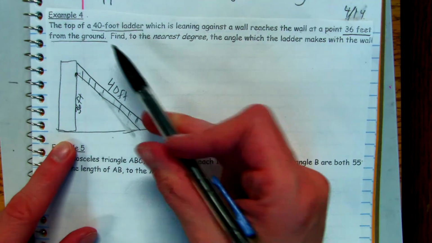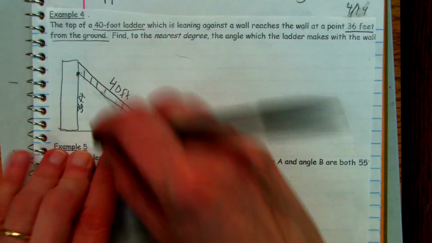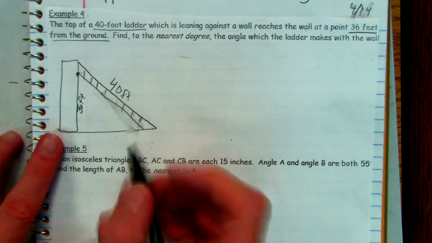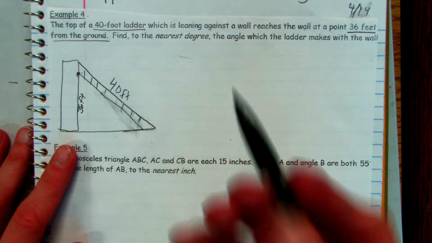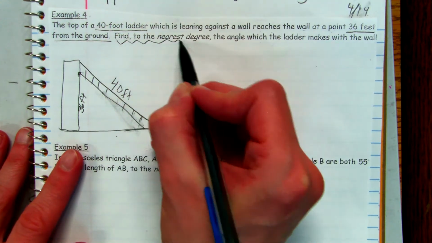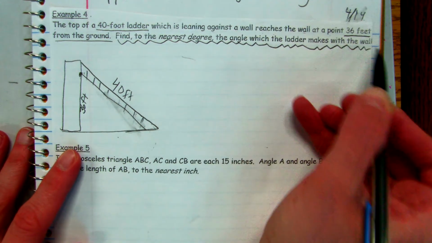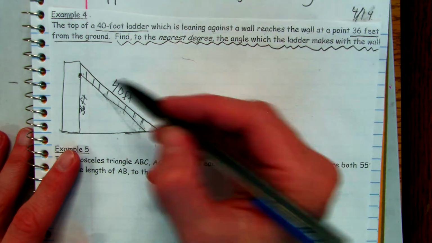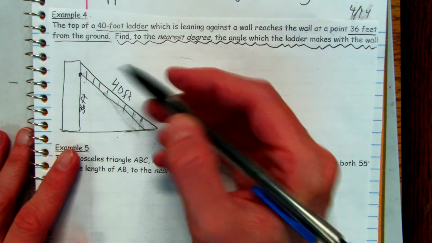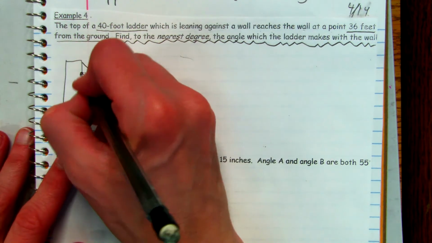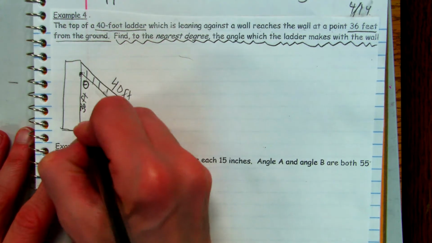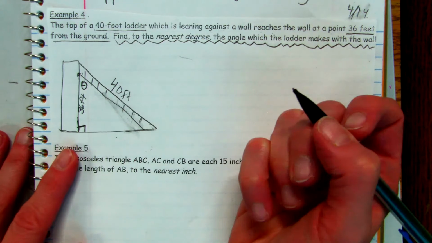Sometimes people see the word ground and they write it on the ground. That's not what it says, so we need to read very carefully. All right, and then we're finding to the nearest degree the angle which the ladder makes with the wall. So that's right here. So that would be up here, the angle with the wall, not the angle with the ground. So I'm going to put my theta up here, and here's my right angle. Let's get the whole picture complete.